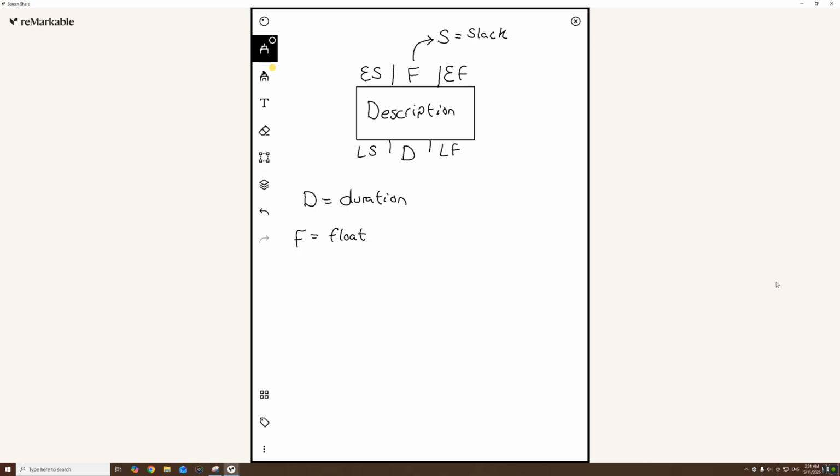But just understand that logically the earliest you can finish this task will be equal to the early start plus the duration. Same logic follows with the late finish, which would be the late start plus the duration.